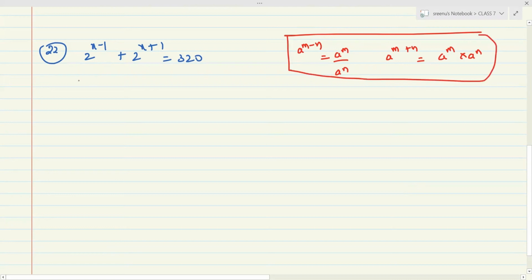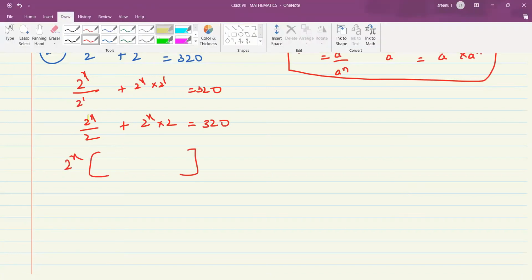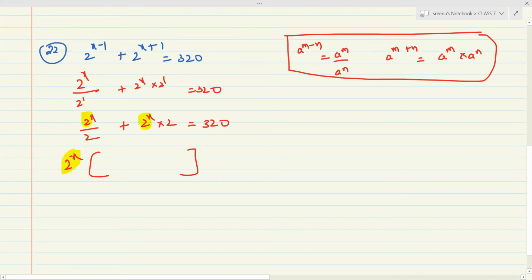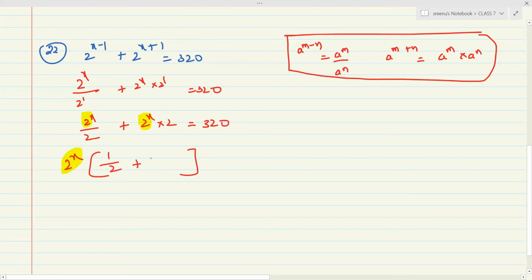First, 2 power x by 2 power 1, and 2 power x into 2 power 1. What will you get here? 2 power x by 2 and 2 power x into 2. Here I will take 2 power x common. Common in the sense, bring it out. Here this went out, so in that place we have to write 1. That is called common. Here 1 by 2, 1 into 2.